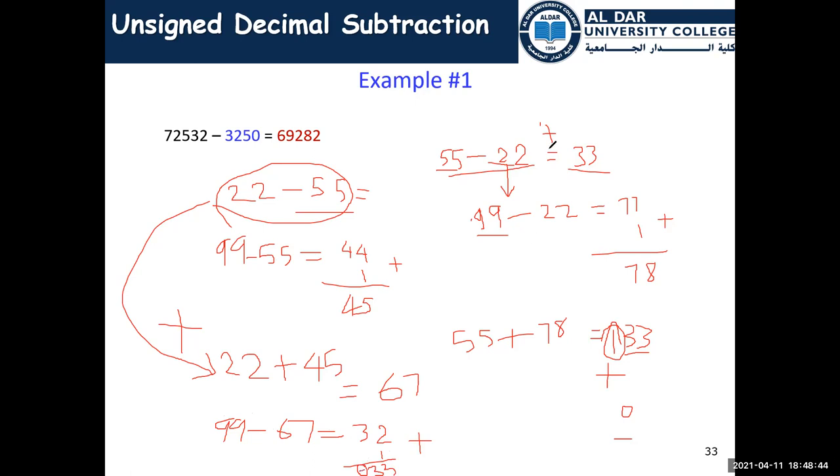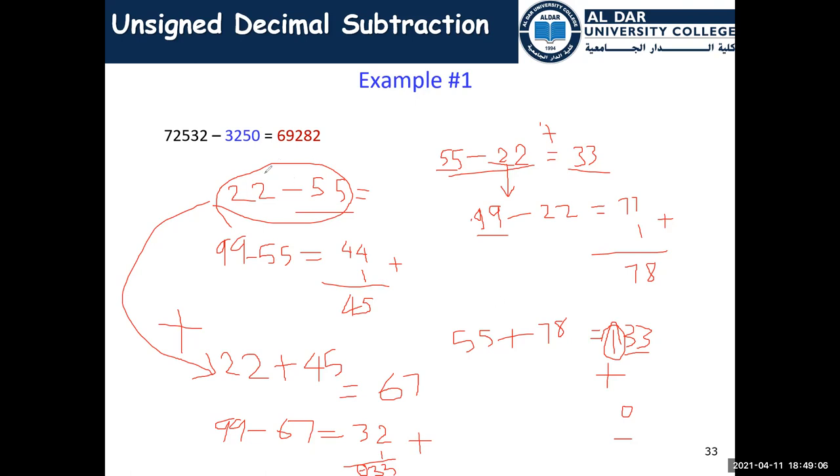Now the general procedure: if we subtract a smaller number from a bigger number, we take the complement of the smaller number to get 78. Now we do the addition between 55 and 78 to get the direct output. There is no correction here because this is just plus 33.